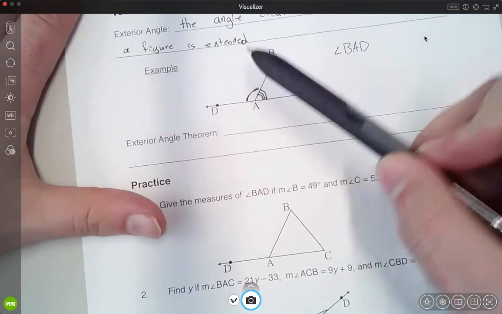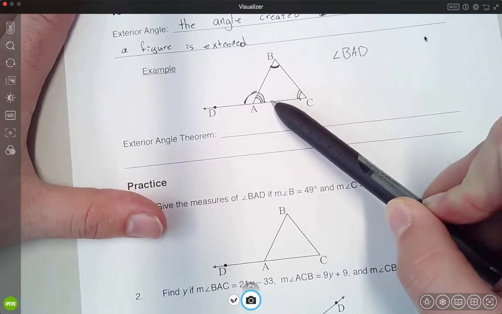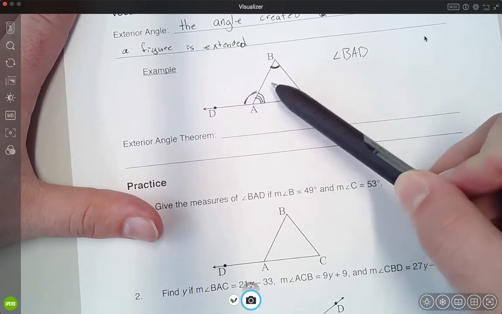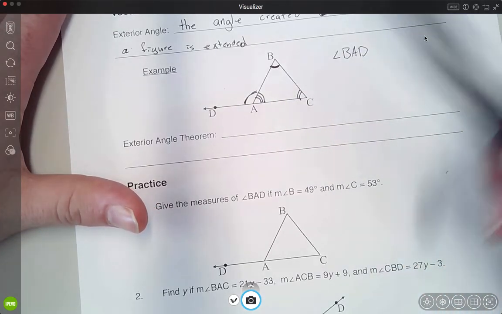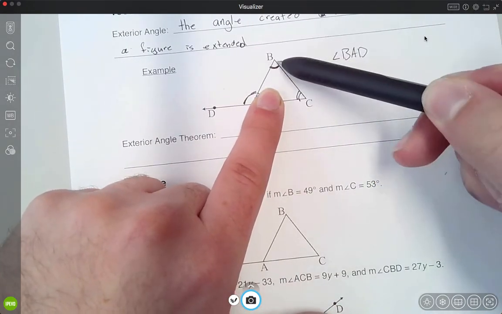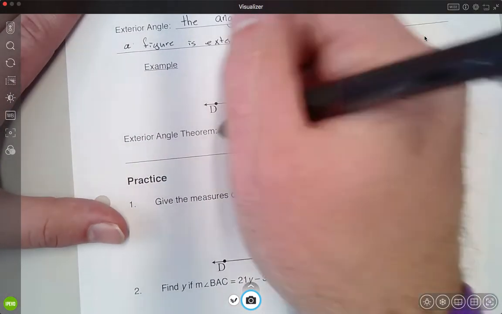And then if I look on the other side, this angle, my exterior angle plus my angle A, also have to add up to be 180. So if I take that same measurement out of both of those, I'm taking the same amount away from 180. So what happens is this angle on the outside has to equal my two angles on the inside added together. And that's really what the exterior angle theorem says.